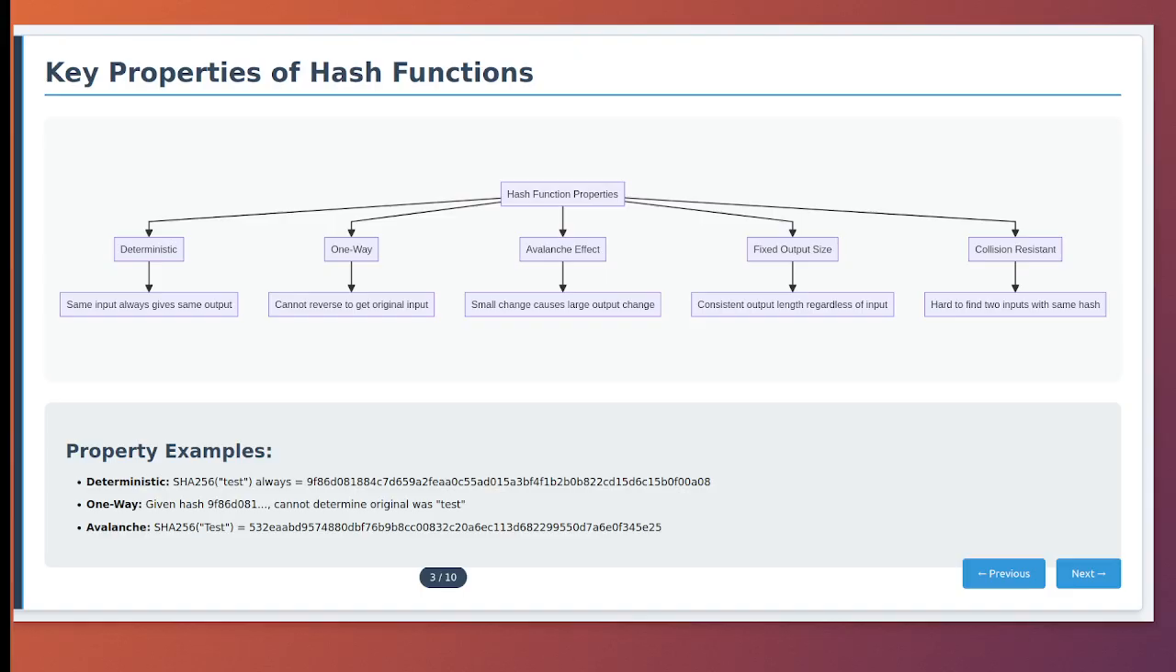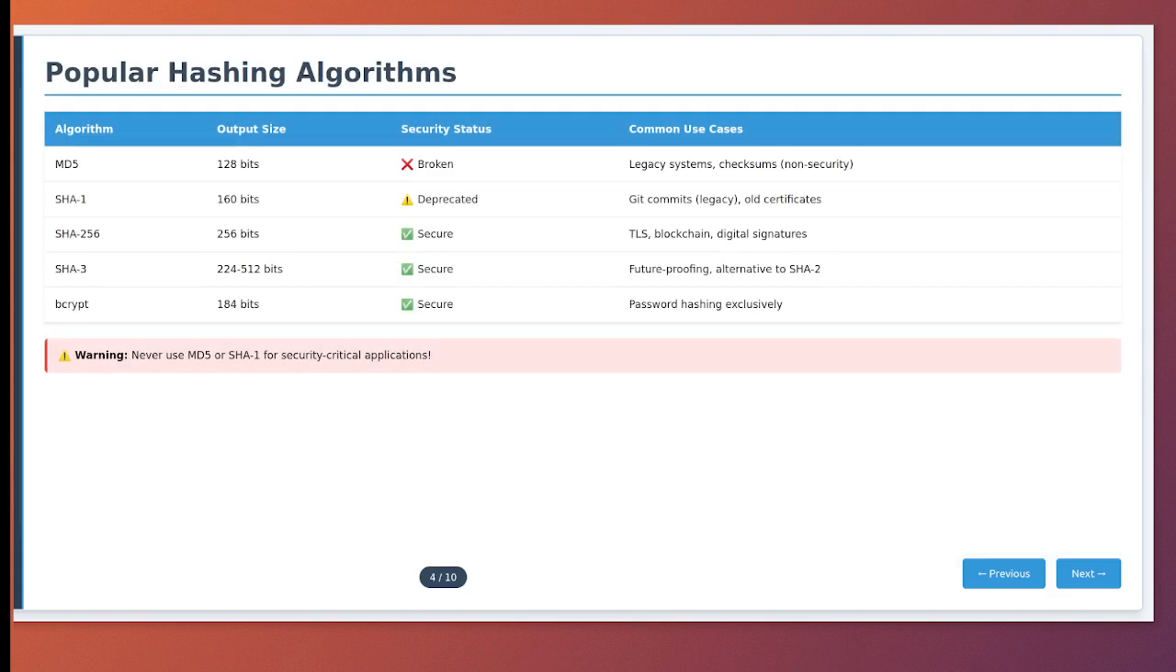Finally, collision resistance means it should be computationally infeasible to find two different inputs that produce the same hash. While perfect collision resistance is theoretically impossible, due to the pigeonhole principle, good hash functions make collisions so rare they are practically non-existent. Popular hashing algorithms.